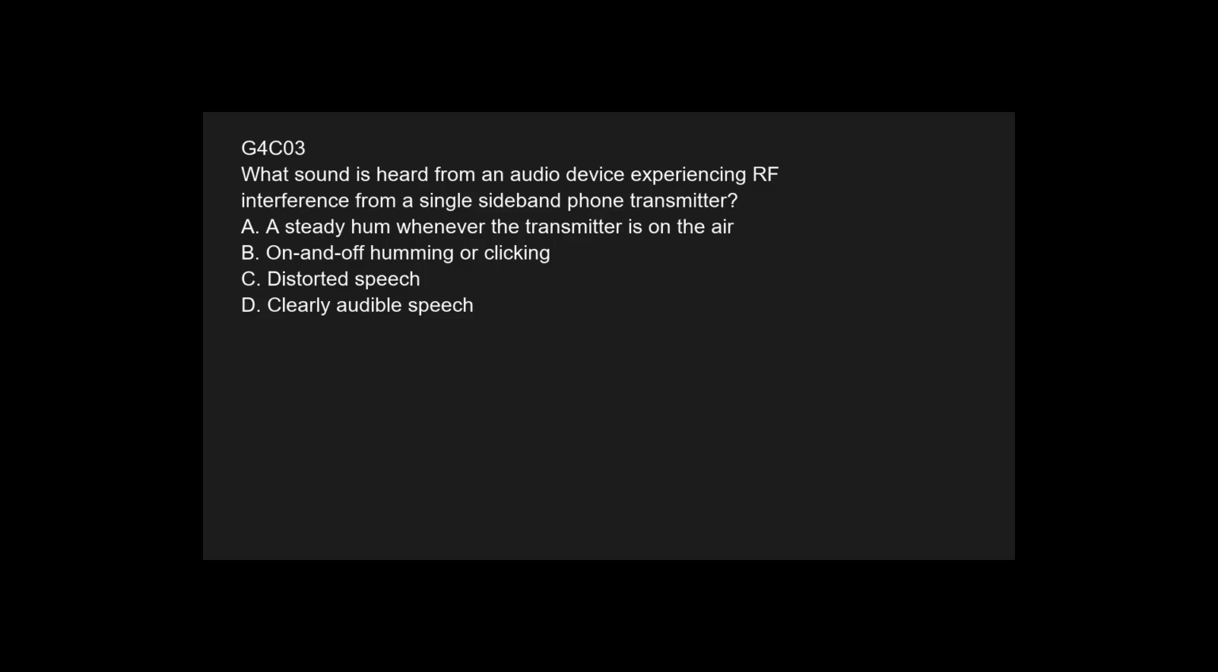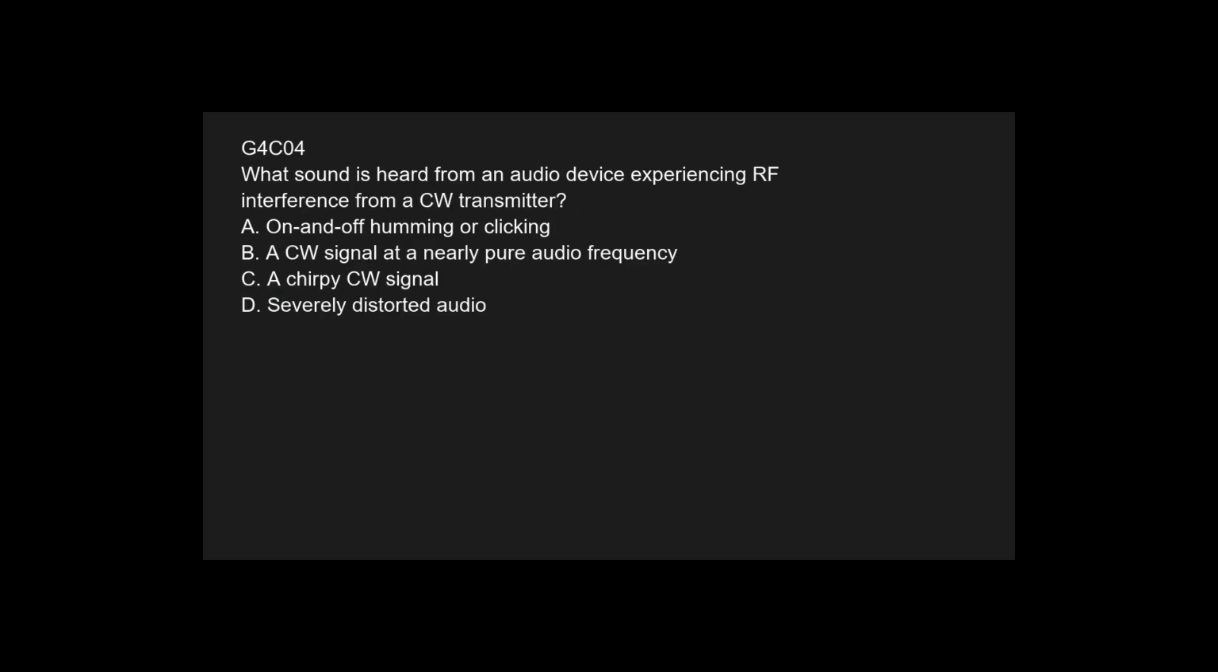Question: what sound is heard from an audio device experiencing RF interference from a single sideband phone transmitter? The correct answer is C. Distorted speech. Question: what sound is heard from an audio device experiencing RF interference from a CW transmitter? The correct answer is A. On and off humming or clicking.